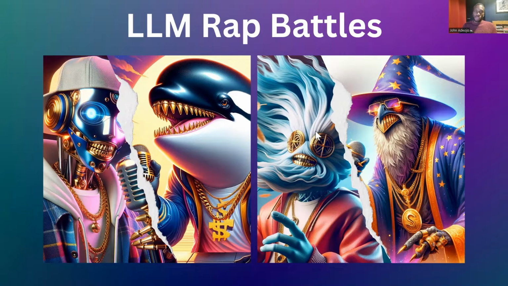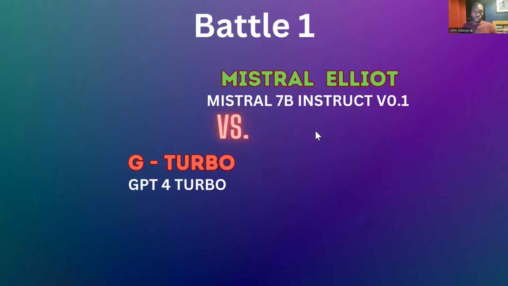So what I decided to do was, using AutoGen, take some open source large language models and pit them against GPT-4 in a rap battle. I did 3 rounds of this with different models. The first one I used was Mistral 7B Instruct, and I put that against GPT-4 Turbo. That's the smallest of those models.